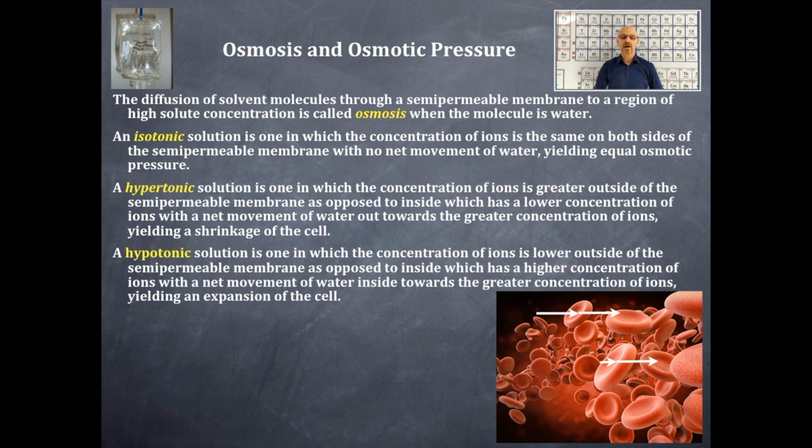The next one is a hypotonic solution. A hypotonic solution is one in which the concentration of ions is lower on the outside of the semi-permeable membrane, as opposed to inside, which has a higher concentration of ions, and a net movement of water inside towards the greater concentration of ions, yielding an expansion or a ballooning effect of that cell. So notice that there's a great number of water molecules moving into this cell and very few water molecules moving out of that cell, and therefore it expands.